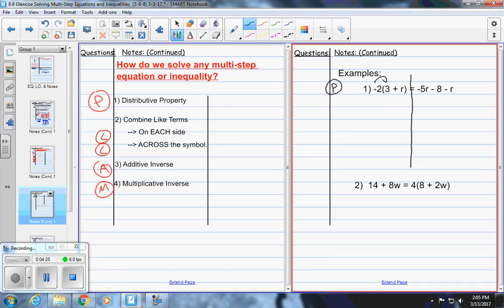Here we're distributing -2 times 3, which gets -6. -2 times positive r is -2r. And the right side has no distributive property. So we just bring the equal side down and the other things down.